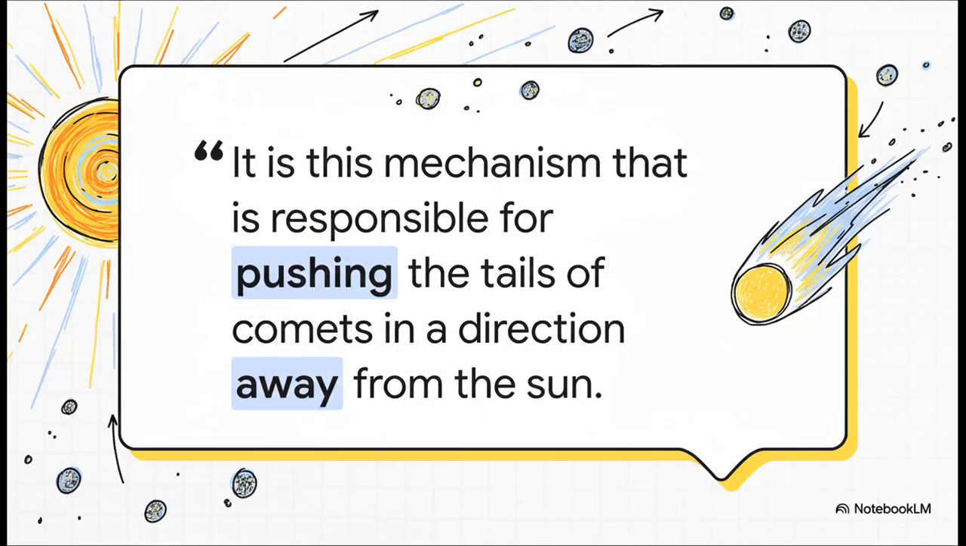And if you want the absolute coolest, most epic example of radiation pressure, look no further than a comet's tail. You know how a comet's dust tail always points away from the sun, no matter which way the comet is moving? That's not an accident. It's being physically pushed away by the constant, steady pressure of sunlight. It is a perfect, massive-scale example of this tiny force at work.